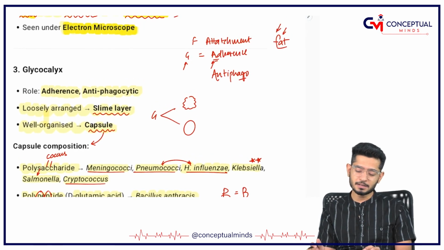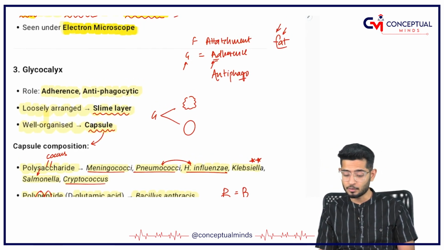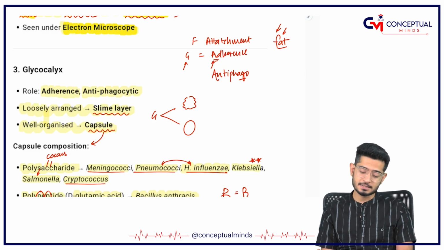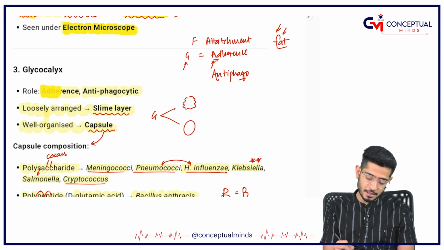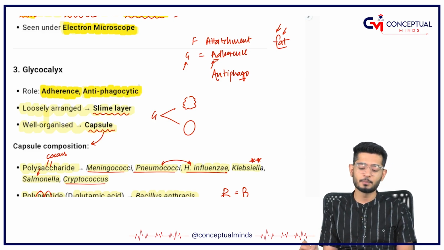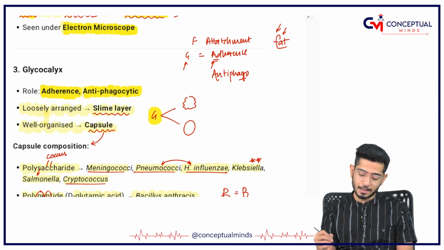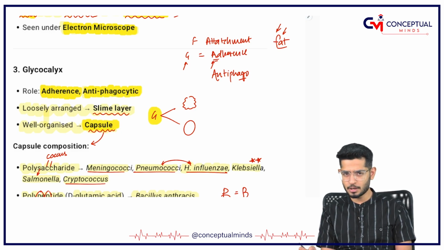Coming on to the next part, Glycocalyx. In the very first video, I gave you a little introduction to what Glycocalyx is. So please understand, Glycocalyx is for adherence and it has an anti-phagocytic property also. If you remember, I told you that Glycocalyx or capsule, you remember capsule I have told you?